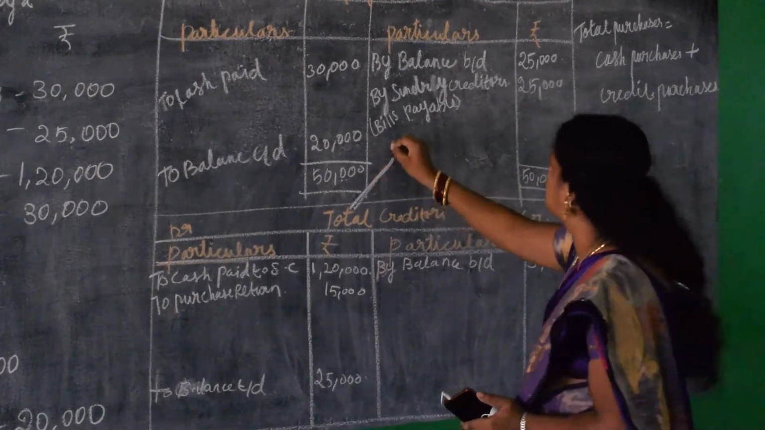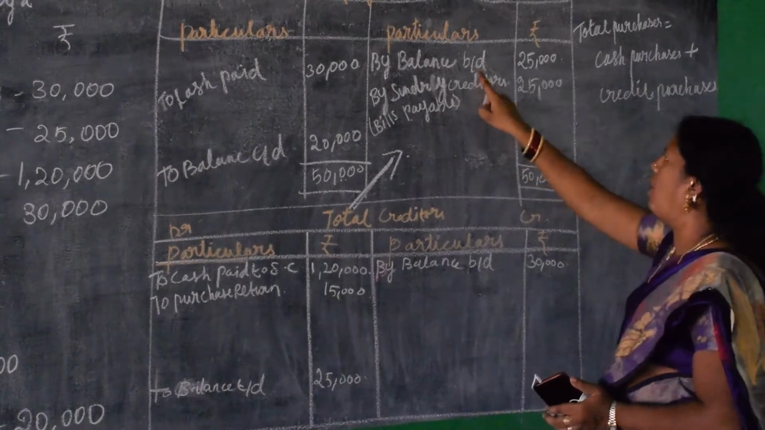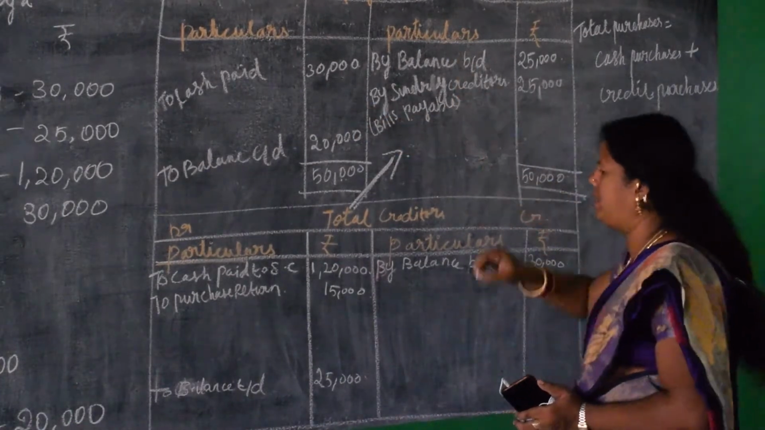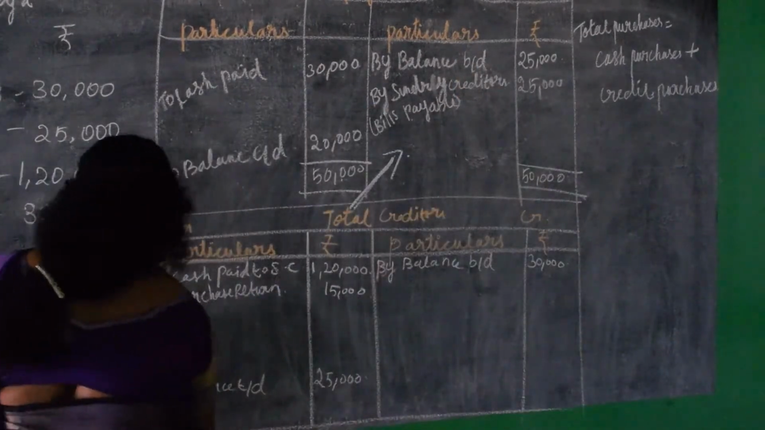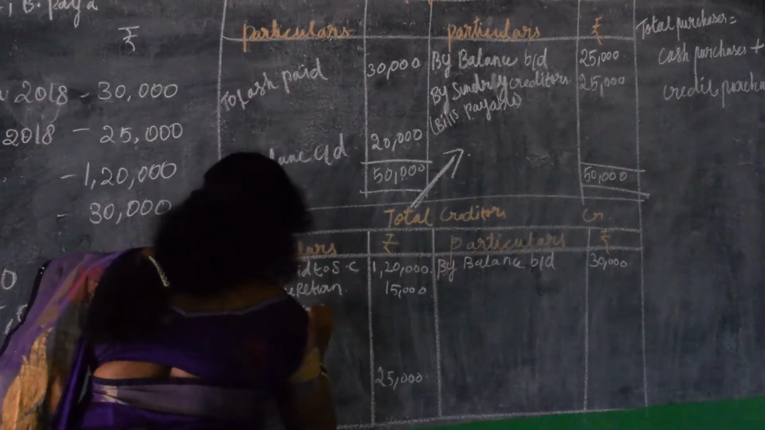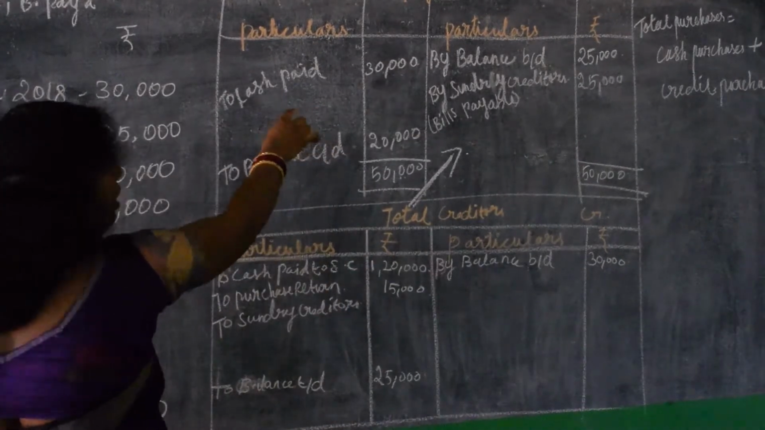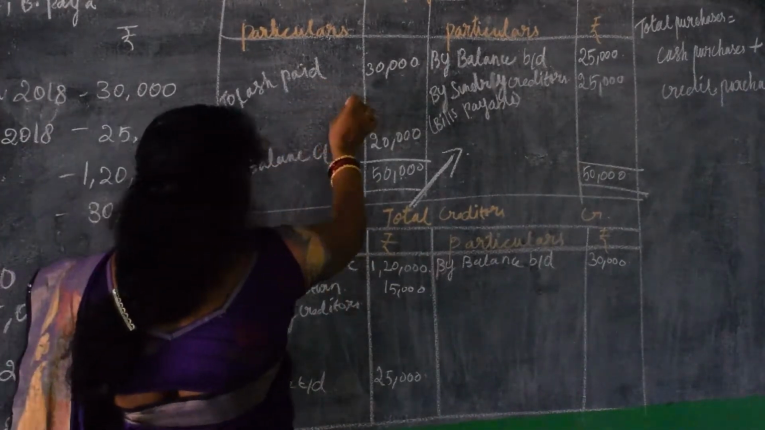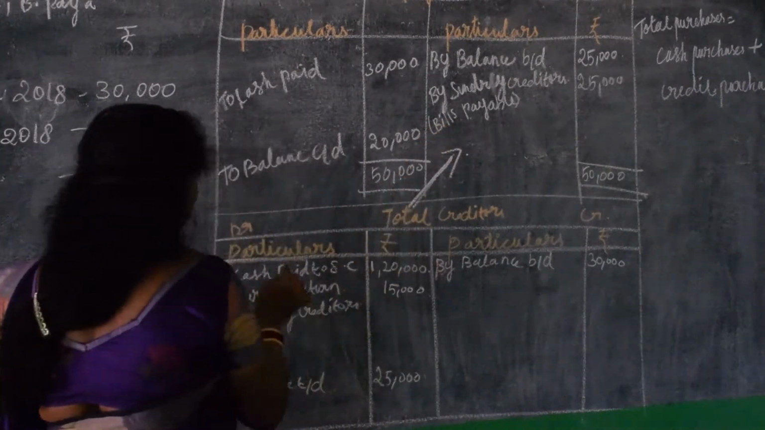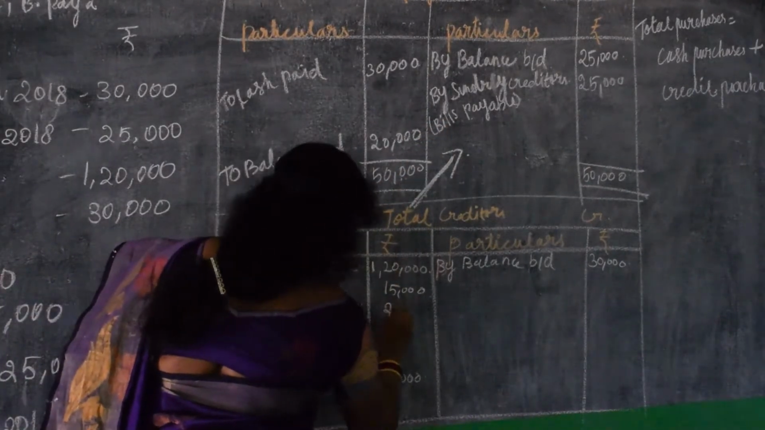This cross indicates the item that we found out in bills payable, that is sundry creditors. You have to write here to sundry creditors. Now we know why we are preparing bills payable first. Why are we giving first preference to bills payable? Because we have to write the value we have found out in the sundry creditors, that is 25,000.